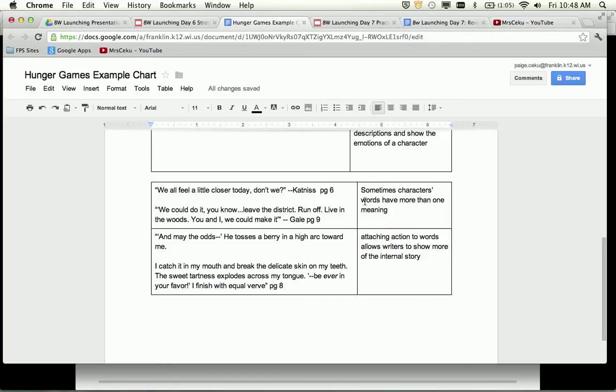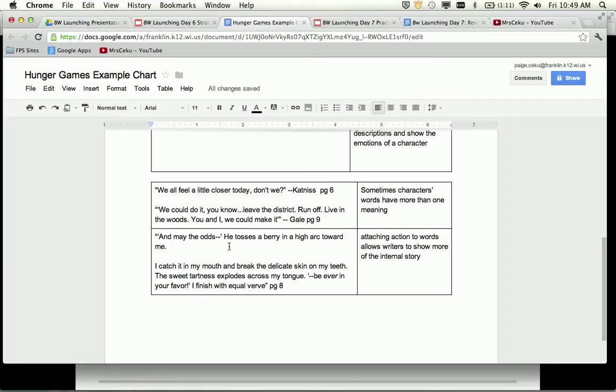It says sometimes characters' words have more than one meaning. Here, Gale is really talking about just getting away together. What he's saying is, you and I could make it. He's in love with her, and what he's trying to say is, be with me. Come away with me and be with me. Be my wife or whatever. He doesn't come right out and say that. He's just telling her we could run off.